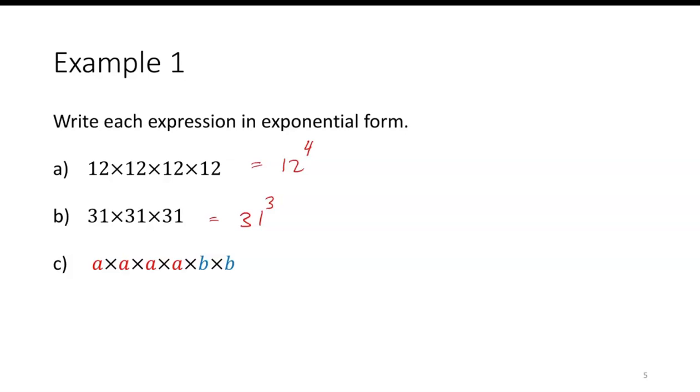And then part C, a times a times a times a times b times b. Well, you have to do this in 2 parts. The a part is there are 4 of them, so a to the 4th, and then the b is squared. So that mess simplifies as a to the 4th and b squared.